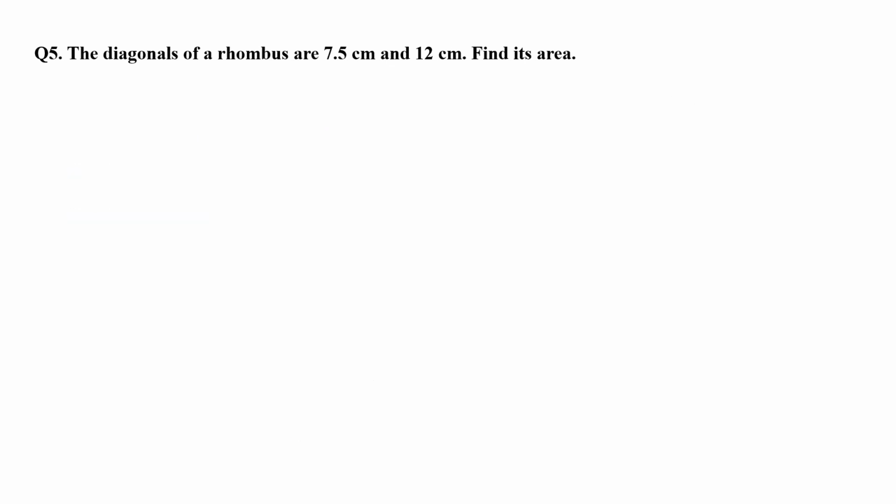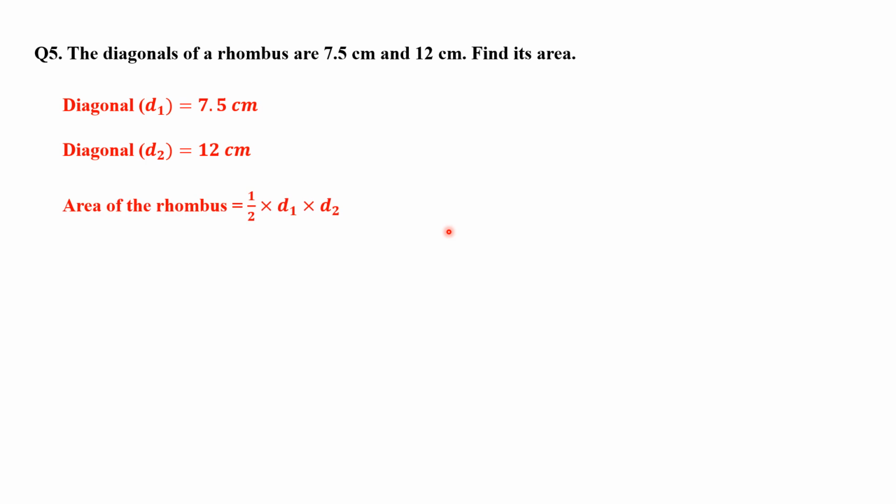Now question number 5. The diagonals of a rhombus are 7.5 centimeter and 12 centimeter. Find its area. Now this is a very simple question, a direct formula based question. These types of questions may come in 1 mark. So you should remember all the formulas. So here we will see what values are given. So your diagonal d1 is given as 7.5 centimeter. d2 is given as 12 centimeter and area of the rhombus formula is half into d1 into d2, right?